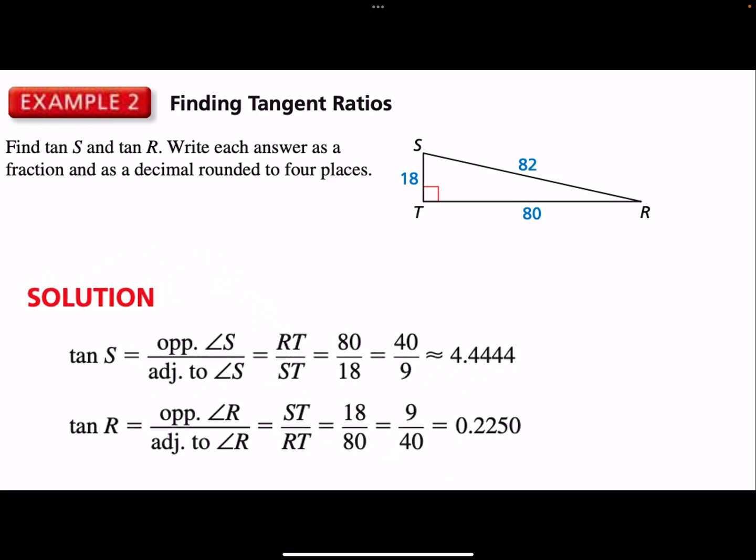Like I said, you could reduce 80 over 18 or 18 over 80 so that you get 40 over 9 and 9 over 40. And then when you change them to decimals with a calculator, you get 4.4 repeating versus 0.2250. Okay? Again, we are not finding the actual value of the angle, so we are not doing anything with these numbers. You will learn how to do that eventually.